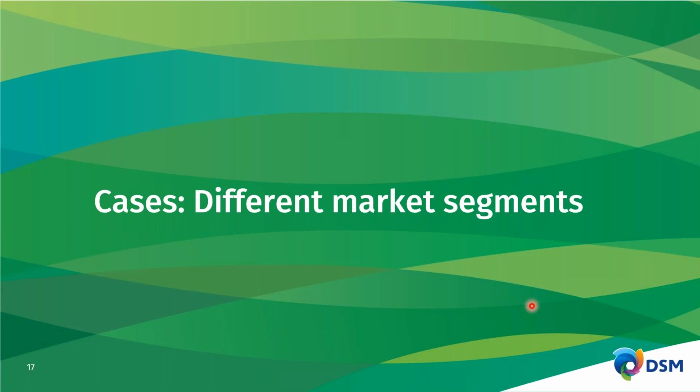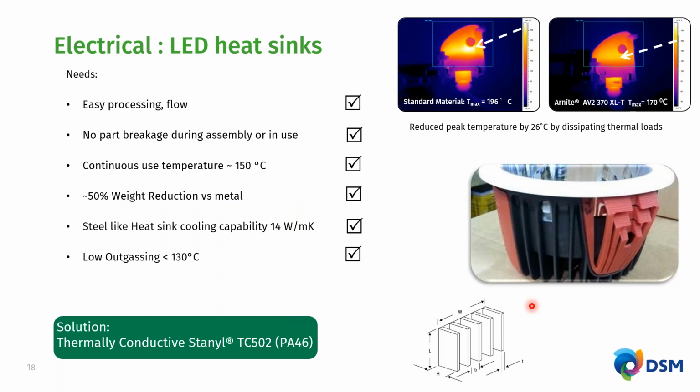I use a couple of case studies from different market segments. And to start with, I have an application in the electrical industry, which is an LED heat sink. So a lot of aluminium is being used for this type of application, and we could replace the aluminium heat sink with the thermally conductive PA46, which is our Stanyl TC502 grade. And a significant weight reduction, about 50% versus metal, was achieved.